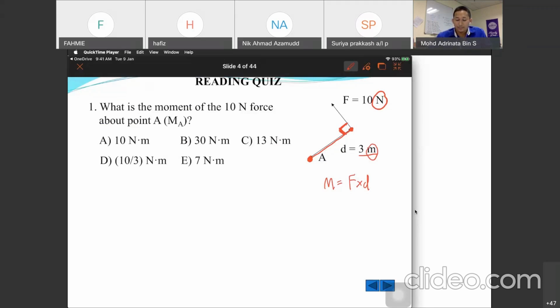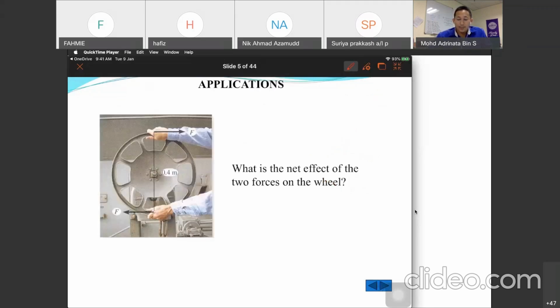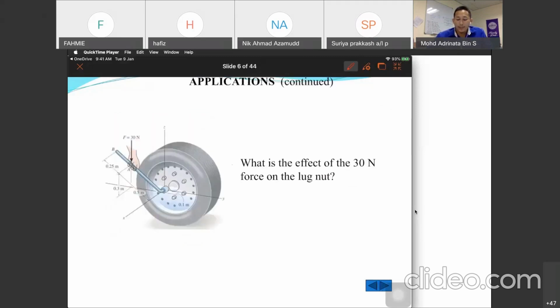Okay, so we have the application. What is the net effect of the two forces on the wheel? Okay, so we have our force, we have our distance. Okay, so we have force, this is a couple. What is the net effect? What is the effect of the 30 Newton force on the lug nut?